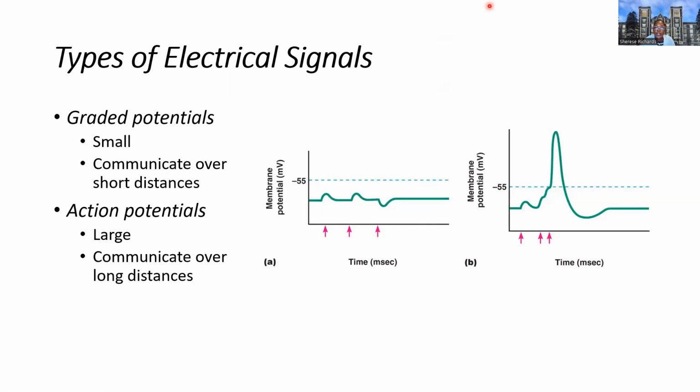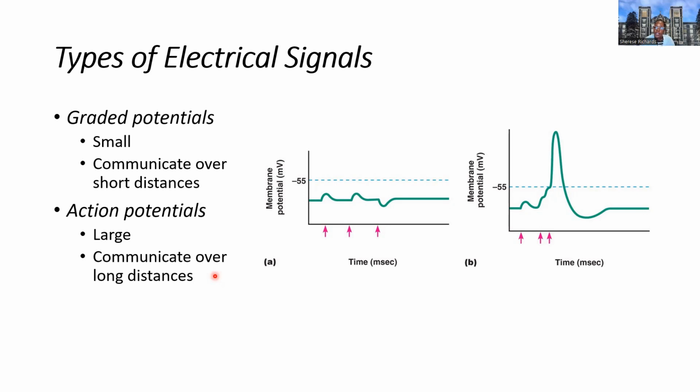Okay, so we first need to think about a smaller potential, which is the graded potential. And so there are two main types of potentials that are essentially leading up to the bigger action potential. So graded potentials are going to be small. They're going to be short in terms of their distance, right? The distance that they communicate over, versus action potentials, which are larger, more substantial changes in the membrane potential. Action potentials are also going to communicate over long distances. And when we say distance here, we're meaning on the neuron.